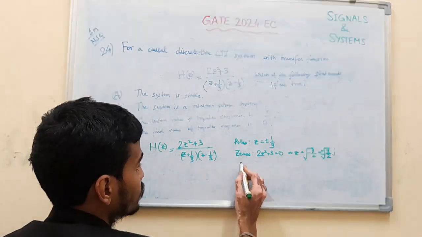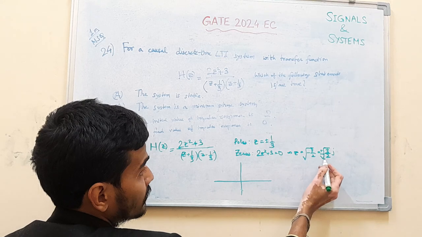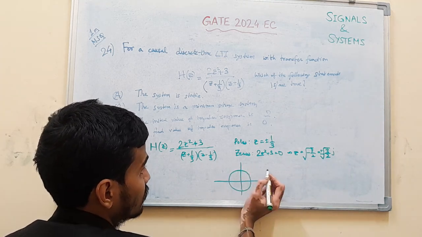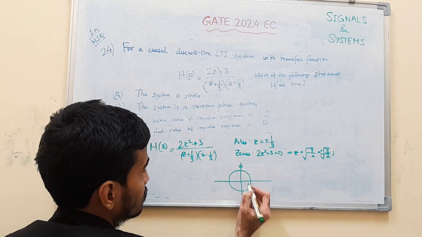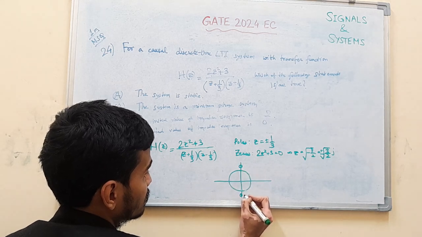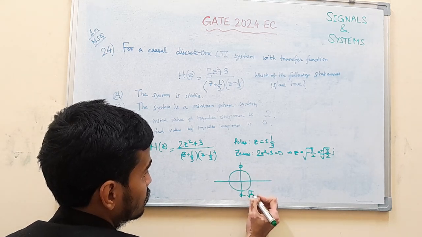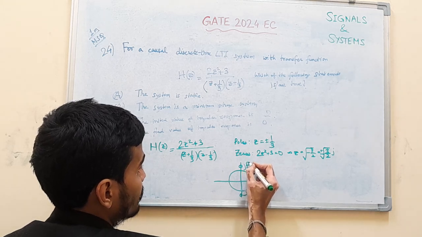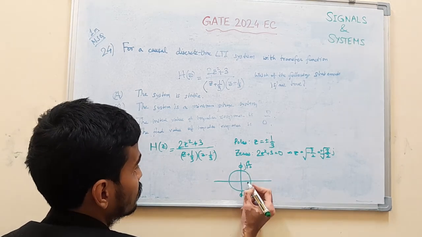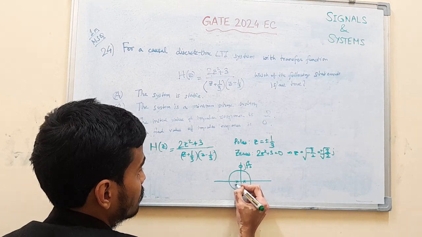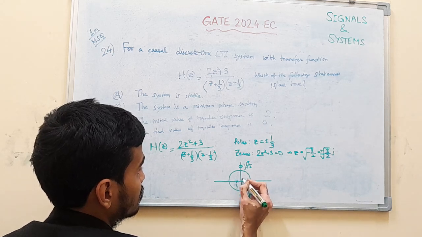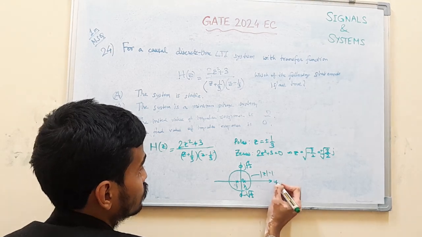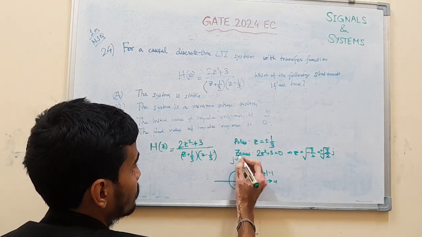So if we draw the pole zero diagram, as root 3 by 2 is greater than 1, the zeros will lie outside the unit circle. Zeros will lie somewhere like this: plus and minus j root 3 by 2. And the poles are lying inside the unit circle here, minus 1 by 3 and 1 by 3. This is the origin, this is the unit circle, that is mod z equal to 1. This is the real axis, this is the j axis.